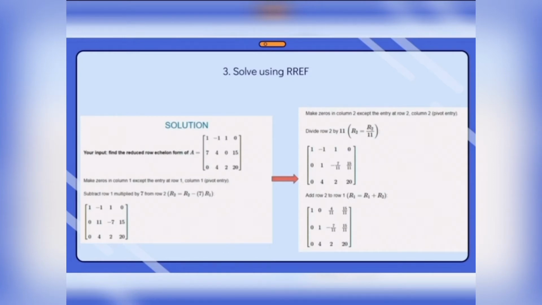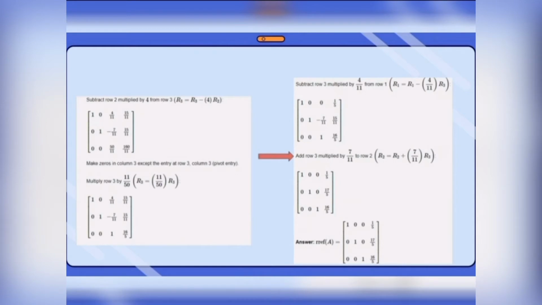In order to make zeros in column 2, accept the entry at row 2, column 2. In row 2, the values are divided by 11. Next, the values of row 1 are added with the values of row 2. Next, row 3 is subtracted by 4 multiplied by row 2. Next, to make zeros in column 3, accept the entry at row 3, column 3. Row 3 is multiplied by 11 over 50.